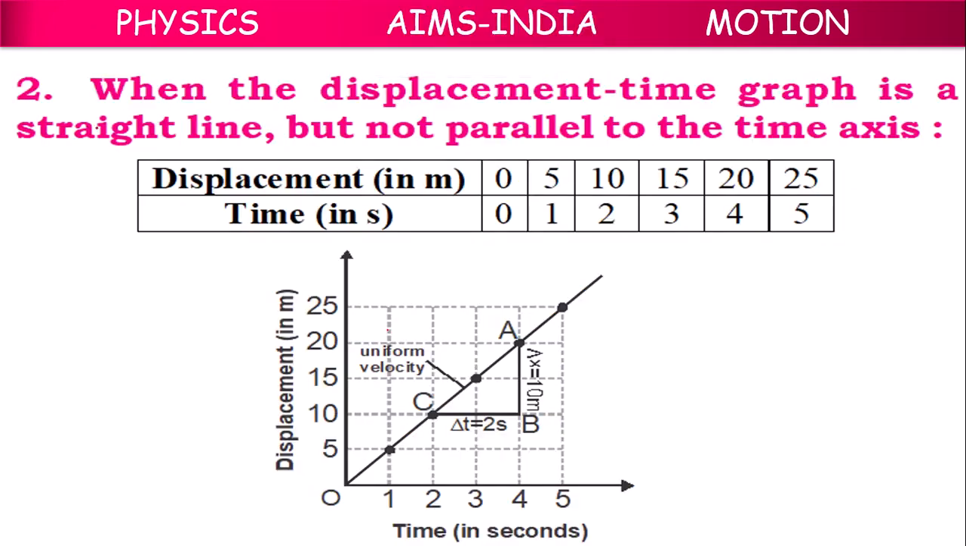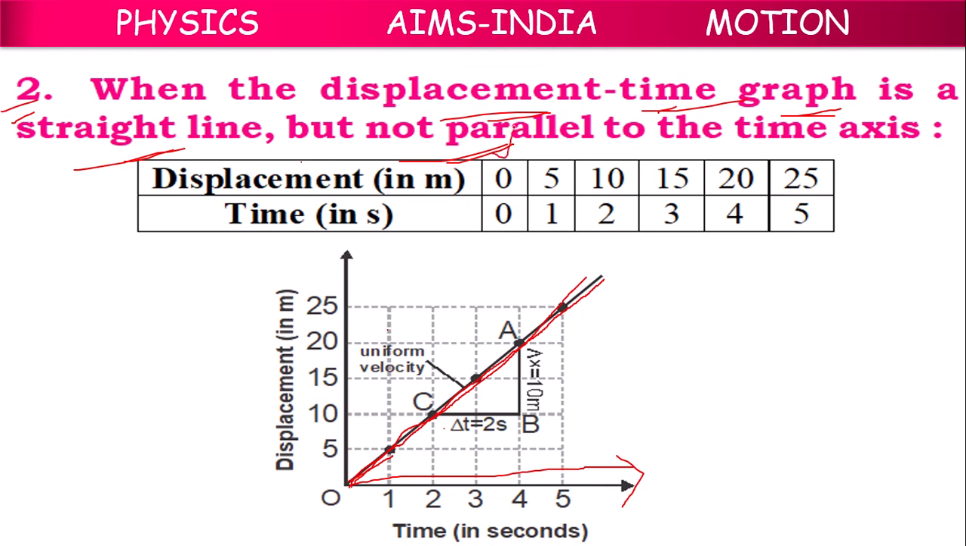So next, second type. When the displacement time graph is a straight line, but not parallel to time axis. If it is like this, this line represents the displacement time graph or the motion of the body, which is not parallel to time axis.